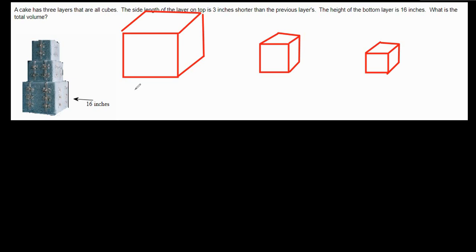So for the very big cube of the cake, it's going to be 16 times 16 times 16, or 16 to the third power, which is 4096. We're going to add all these together. The next size is 3 inches shorter, so 16 minus 3 is 13. And 13 to the third power is 2197. And the last piece of the cube here, the smallest top piece, is going to be 3 inches less than the 13, which is 10. And 10 to the third is 1000.